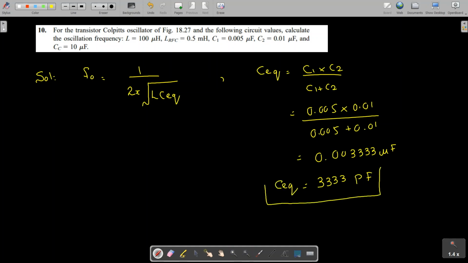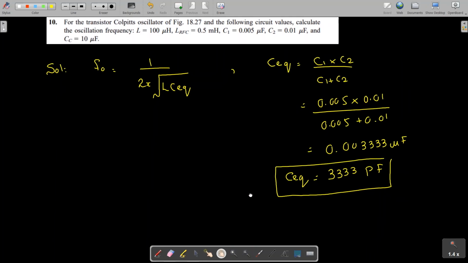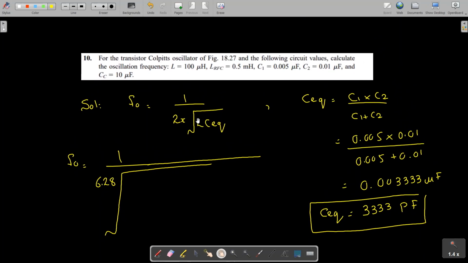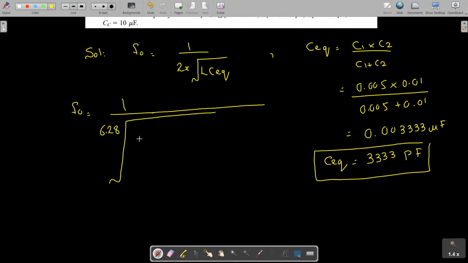Now once the C equivalent is known, we can simply put the values, because all others are given. So let us simply put the values. F naught equal to 1 divided by, again, 2 pi is 2 multiplied by 3.14, which is 6.28. And then we have the under root, and under root L is given to you. L is your 100 microhenry, so that is basically 100 multiplied by 10 raised to power minus 6. And then we have the C equivalent, which has been found out, and that is 3333 picofarad, which is 10 raised to power minus 12.